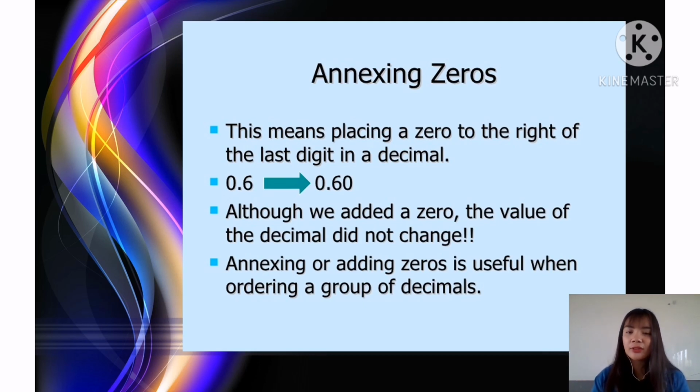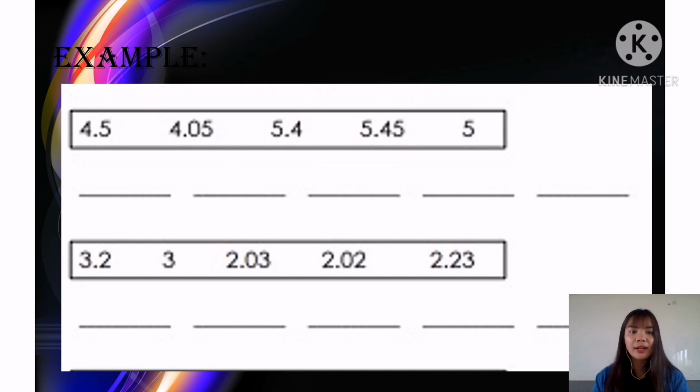For example, 4.5, 4.05, 5.4, 5.45, and 5. Let's try to order these numbers. What do you think is the smallest number? We're going to start from the smallest number to the highest number. The smallest number there is 4.05.